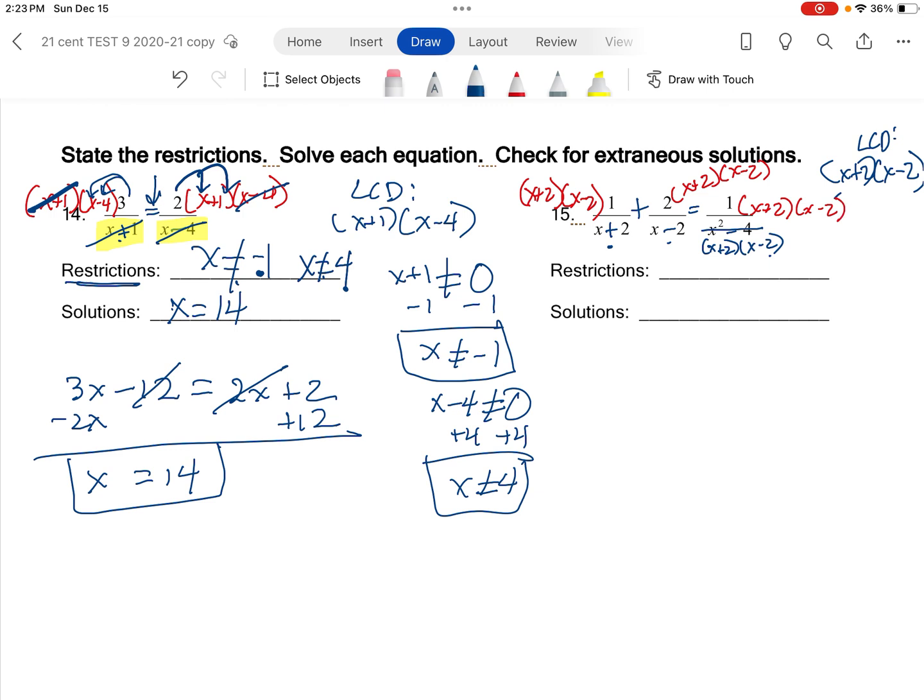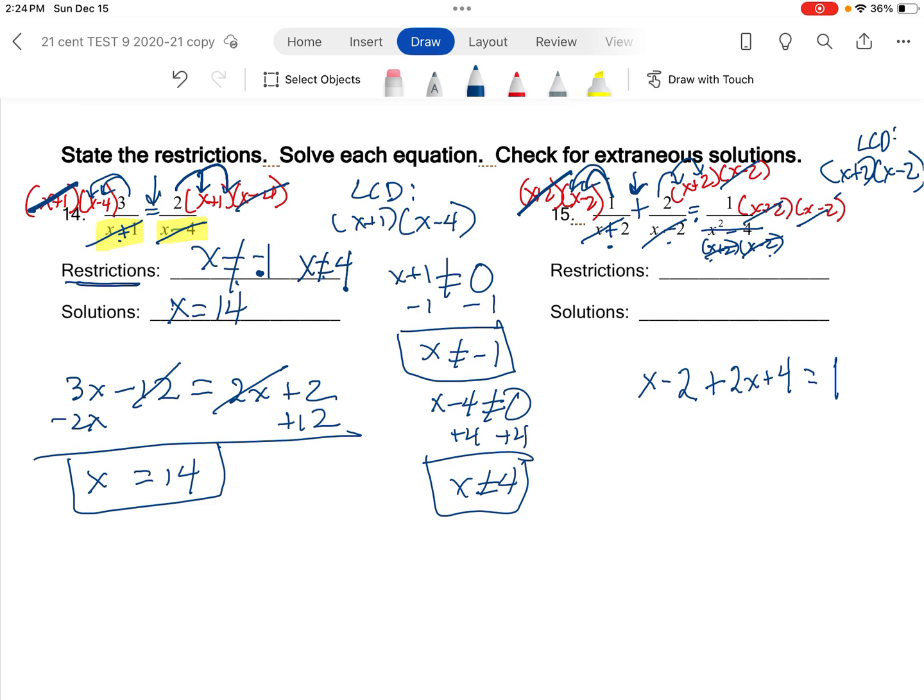Now I'm going to come back and reduce. The x plus 2 is reduced, so when I distribute that 1 through, I get x minus 2. Then I have my plus. The x minus 2 is reduced, and when I distribute that, I get 2x plus 4. Then I have my equal. The x plus 2 and x minus 2 reduced, so I'm left with 1.